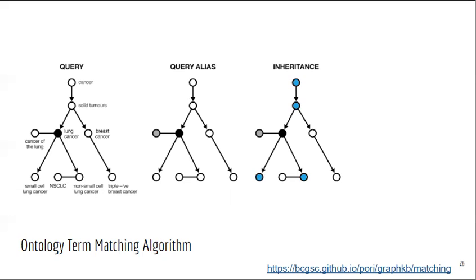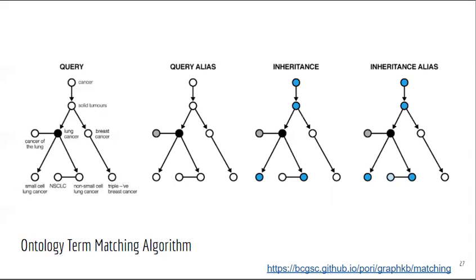The third step follows edges in a directed manner. It collects all of the paths along the inheritance-like edges, in this case subclass edges, where the path contains at least one of the previously matched vertices. It is important in this step that the edges are followed directionally to avoid inclusion of sibling terms. This means that we've now matched the terms solid tumors and small cell lung cancer, but not the term breast cancer. Finally, the aliasing step is repeated on the vertices collected in the previous step.